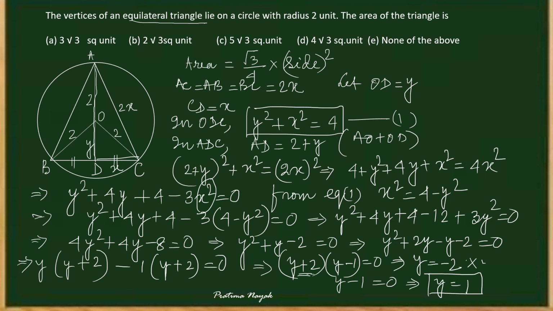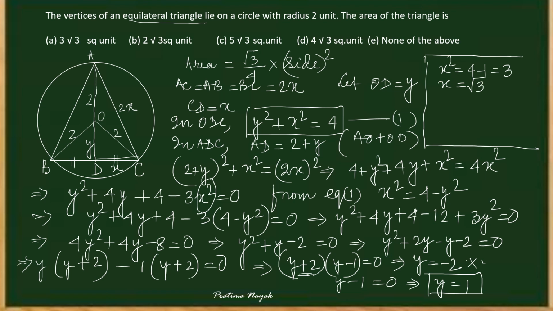Next I'll go for x. I'll go to equation 1. I'll put y is equal to 1 here. Putting y is equal to 1 in equation 1, I'll get x square is equal to 4 minus 1, that is 3. So x is equal to under root 3.